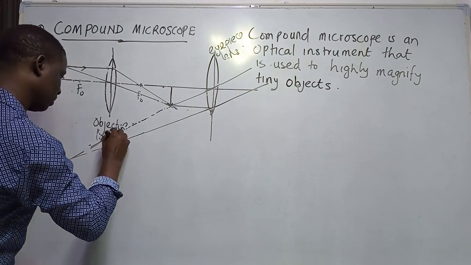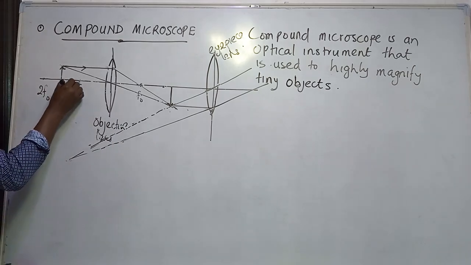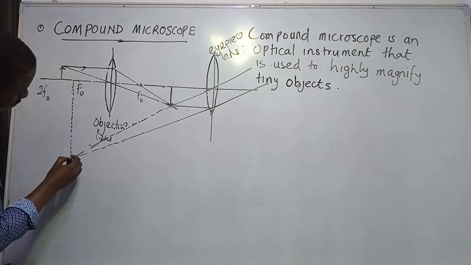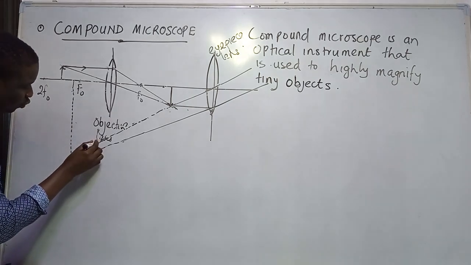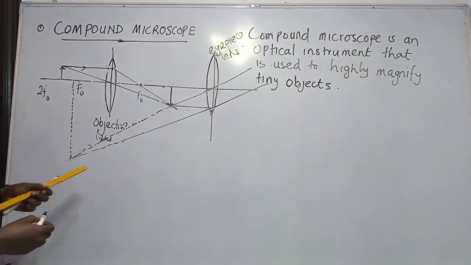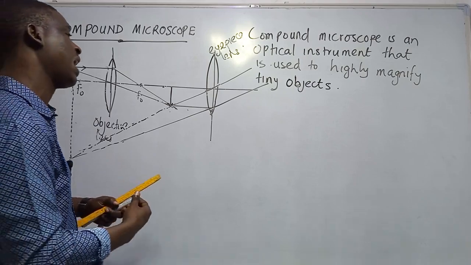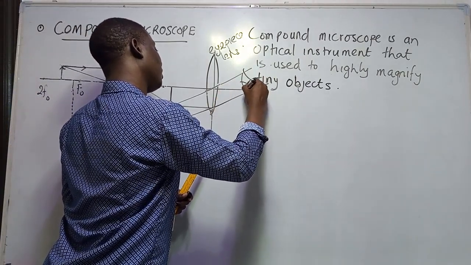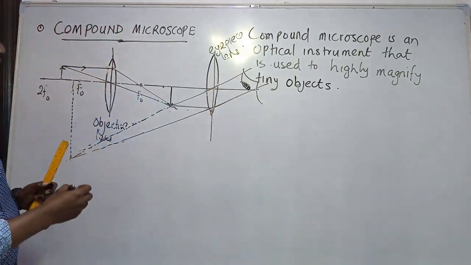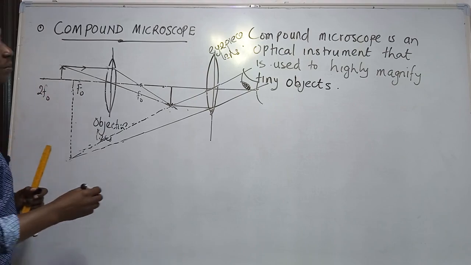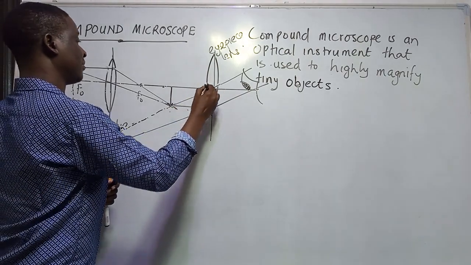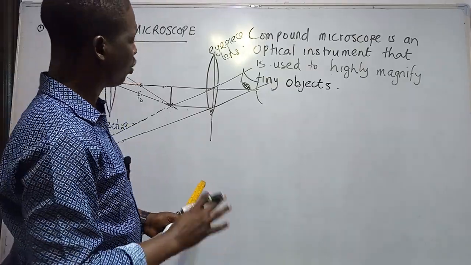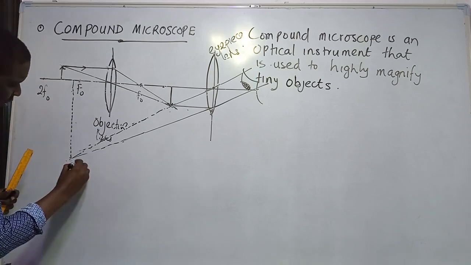So this is the lens, and this is the mirror. Now in this case, we have been able to do a sketch of a compound microscope. The eye will be placed here. This is the image that is formed, and this is the optical center of the second lens, which is the eyepiece lens.